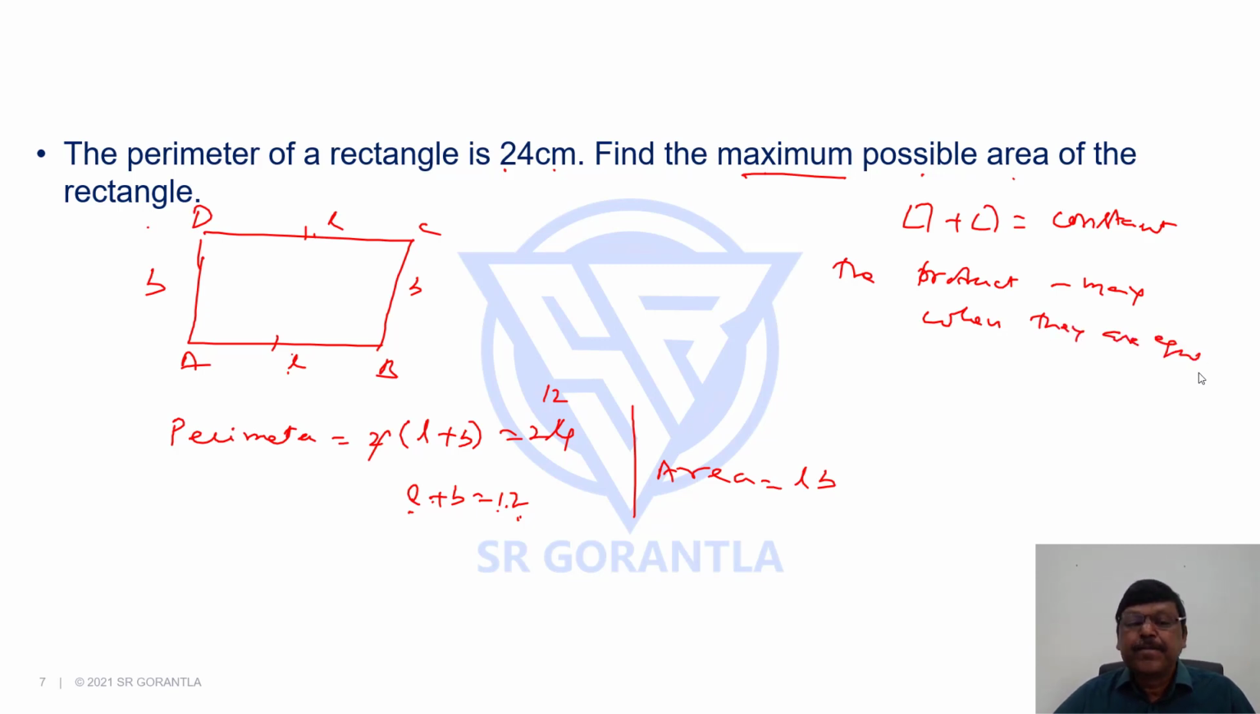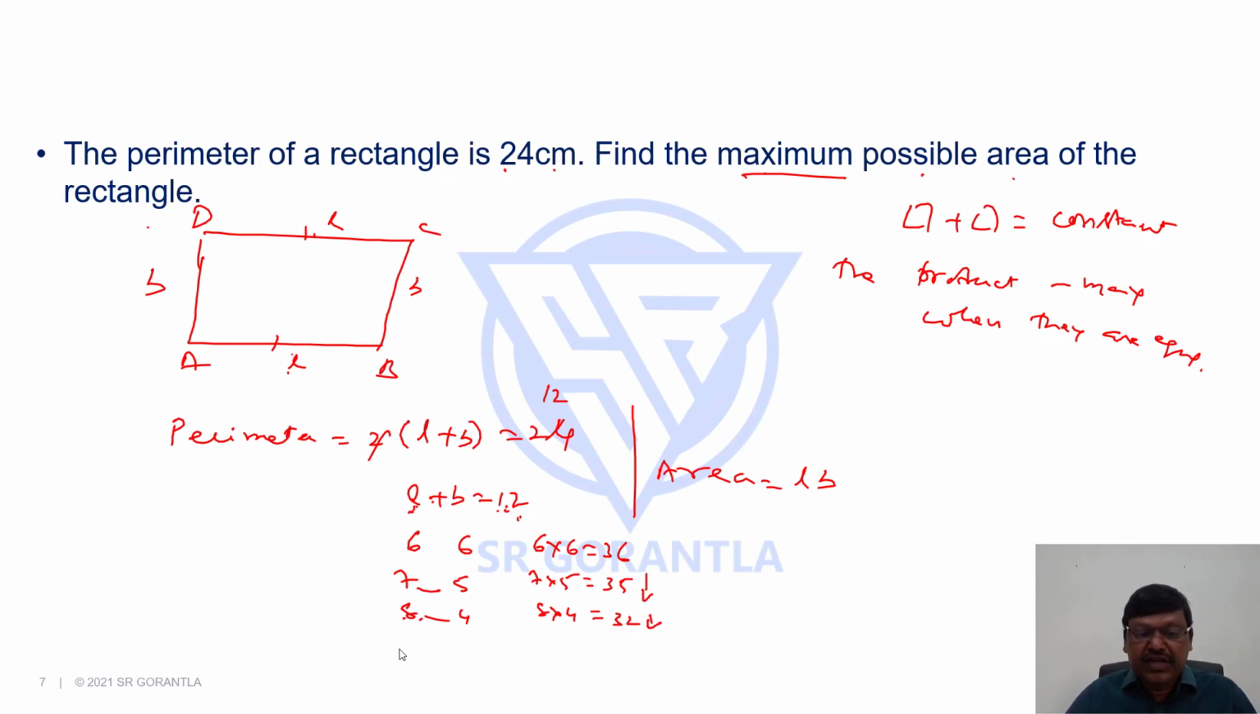Let me explain this. Suppose the sum of two numbers is 12. If they are equal, 6 and 6, you can see the product 6 into 6 is 36. If they are not equal, say 7 and 5, 7 plus 5 is 12, but the product is 7 into 5, 35. Okay, we can say 8 and 4 also. 8 plus 4 is 12, but 8 into 4 is 32. As you can see, as the gap between them increases, the product decreases. If you take, say, 11 and 1, 11 plus 1 is also 12, but the product will be only 11 because the gap is more. So if the product has to be maximum, the two should be equal.